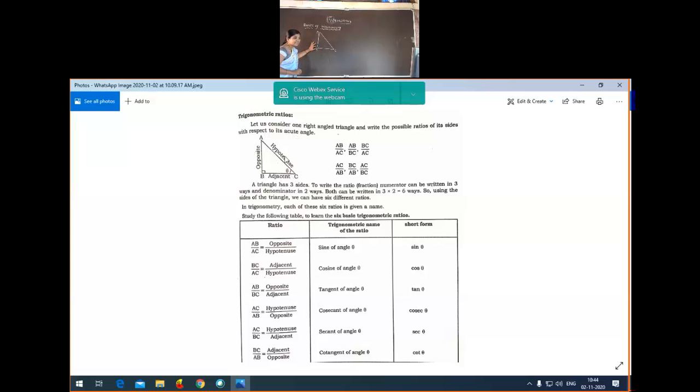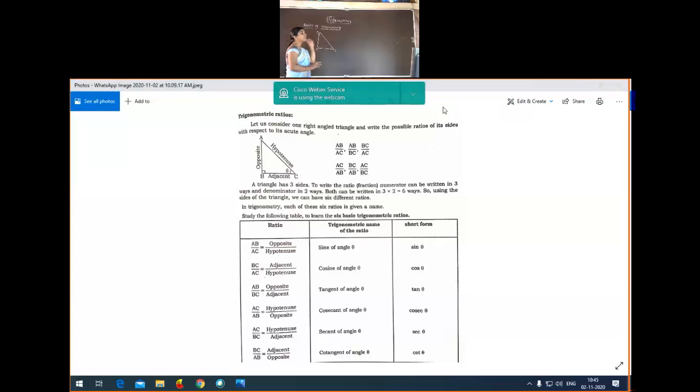If angle B is 90 degrees, the remaining two angles are there, no? Angle BAC and angle BCA. Both are acute angles, because the sum of the angles of a triangle is 180 degrees. In that, one angle is already 90 degrees, so the remaining two angles are acute angles only. So it indicates that this concept is related to acute angles. Now what do we have to do? Other than the right angle, which is fixed at angle B.